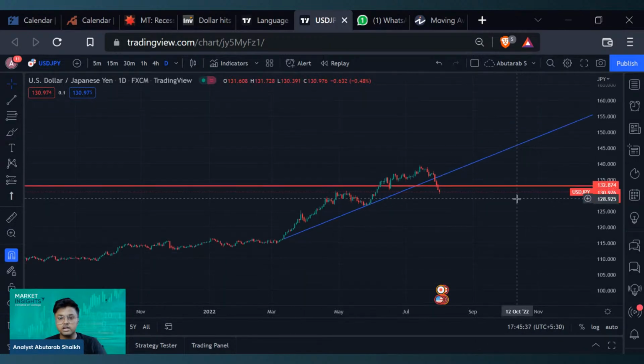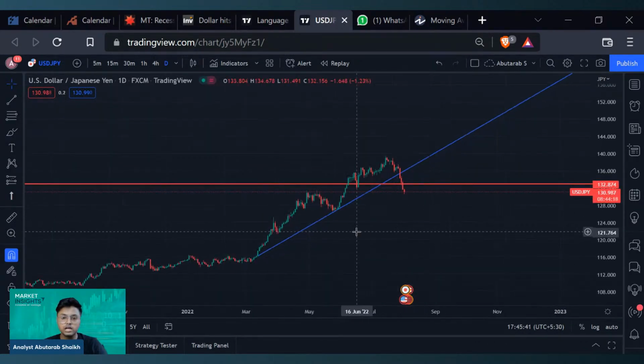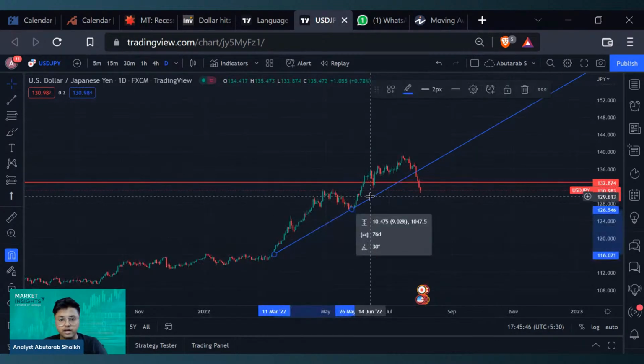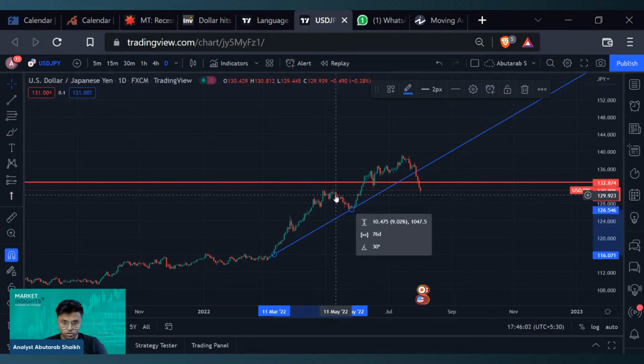So let's start with the beginning only. I told you previously in our first live stream itself that trend lines which we make, like I have made here, this blue line, is a very important line as such, because it acts as support. The uptrend started from this point, 11th March in USD JPY, and it continued.